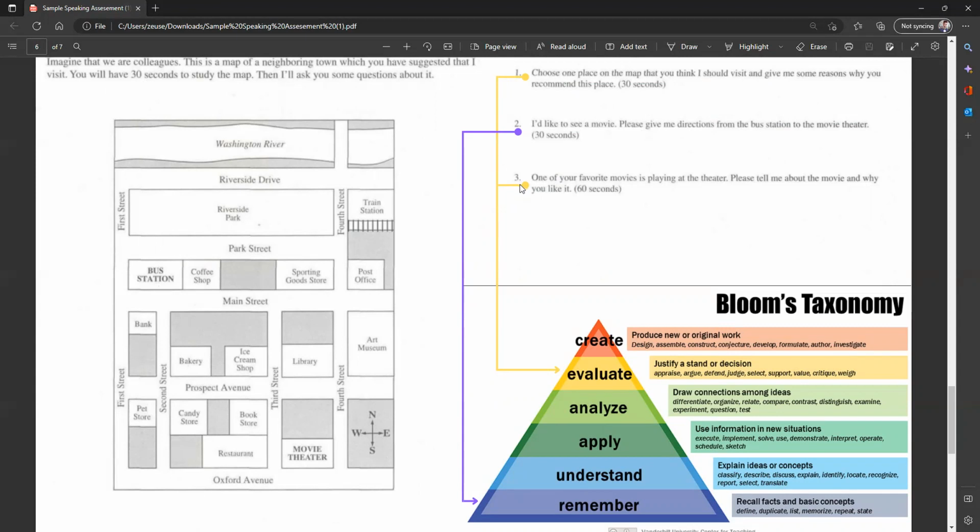Moving on. So for the third question, one of your favorite movies is playing at the theater. Please tell me about the movie and why you like it. For question 3, this is also aligned on the evaluation level, as it asks for the assessee's critiques as to why they like the movie playing on the theater. So moving on.